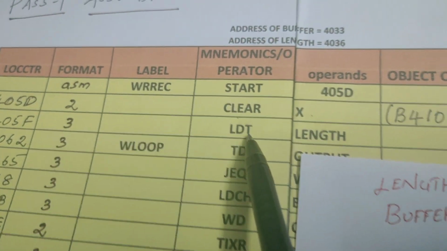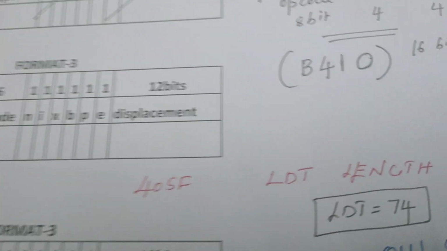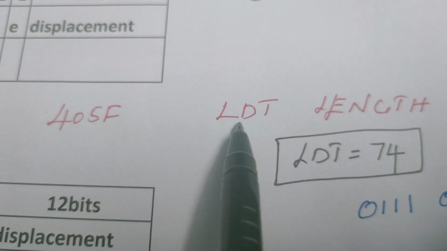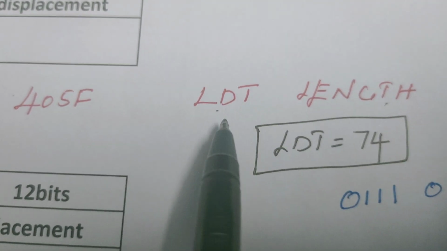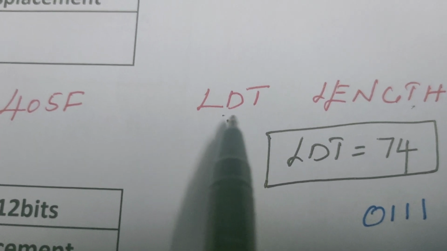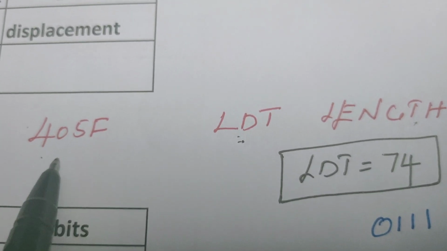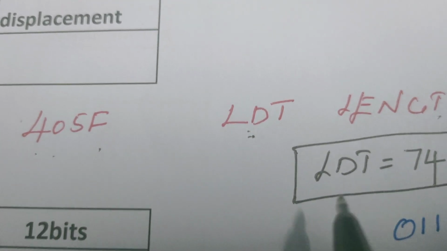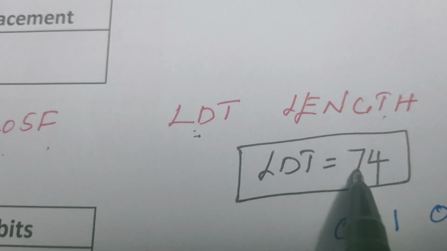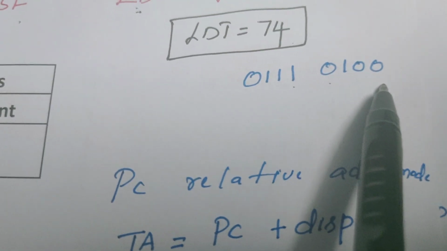Okay, now let us move on to the next instruction, LDT LENGTH. I have written it here. Please observe whatever I have written using red. LDT LENGTH is the instruction. LDT is the mnemonic or the operator. This instruction is available at the address 405F, which is the starting address of this instruction. What is the opcode for LDT? It is 74. For 7, this is the binary equivalent. For 4, this is the binary equivalent.